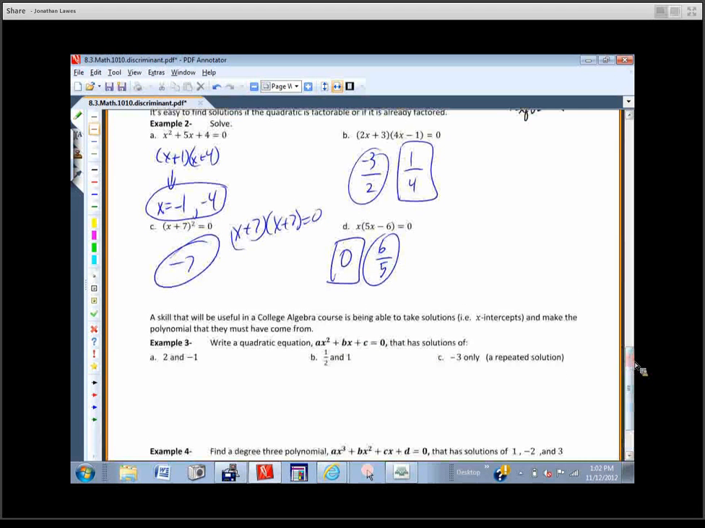Take a look up here, and then take a look at this. How are these problems related to these problems? They're the opposite, okay? It's the opposite process. Instead of starting out with the polynomial, factoring it and coming up with the zeros, they're giving us the zeros or the solutions, and we have to come up with the original polynomial. So if 2 is a 0 or a root or an x-intercept or a solution or whatever you want to call it, what factor must it have come from?